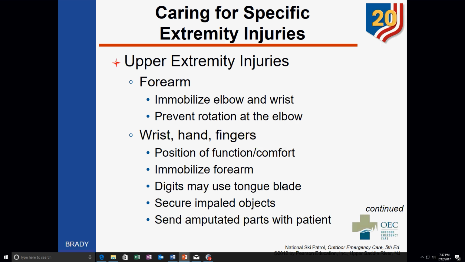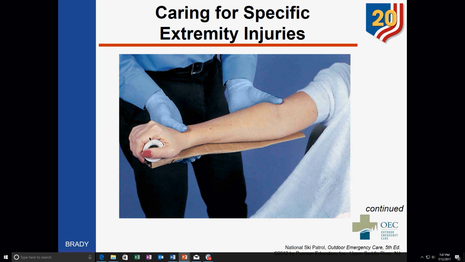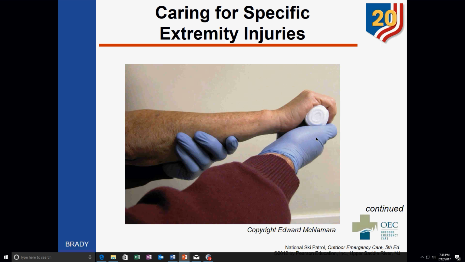Digits, you need a tongue depressor. You can use those. Make sure we secure, I think you've already done this, the impaled objects. And then the amputated parts, moist, sterile dressing, wrapped up and sent with the patient. That includes teeth. Again, here we go with that position of function again. And the injury area may be here. The ice cream tongs they talk about, you might have a SAM splint that comes down here and goes all the way around the top. Position of function. Caring for specific extremities, okay?